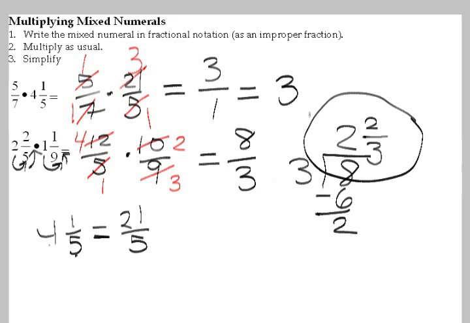So the main thing to remember when multiplying mixed numbers is our very first step is we need to convert all of the mixed numbers into fractional form. We need to convert them to improper fractions before we do any multiplying. And then we treat them like a normal multiplication problem.